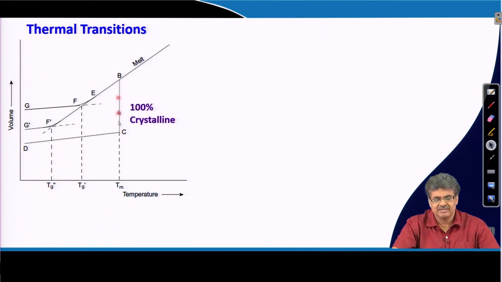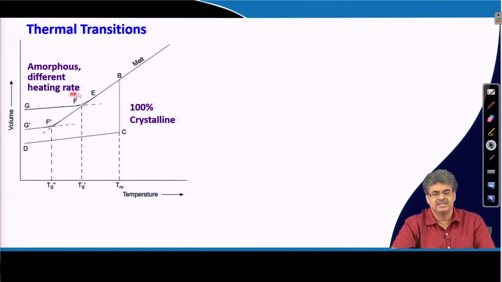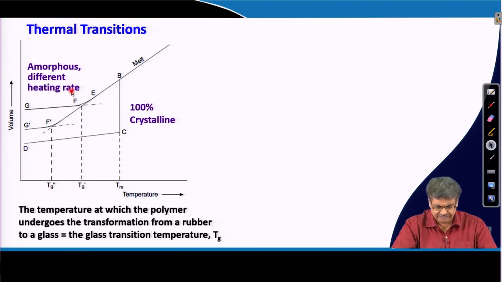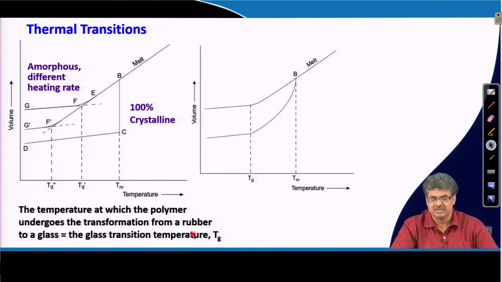So, for 100% crystalline, we get a Tm, melting temperature. For 100% amorphous, we get a glass transition temperature, but unlike the melting temperature, glass transition temperature actually varies depending upon different heating or cooling rates, because this determines the time a polymer molecule gets to reorganize itself and compact or expand. The temperature at which the polymer undergoes this transformation from a rubber to glass is called glass transition temperature, or Tg. We'll discuss more about this Tg and see what is actually happening in terms of molecules.